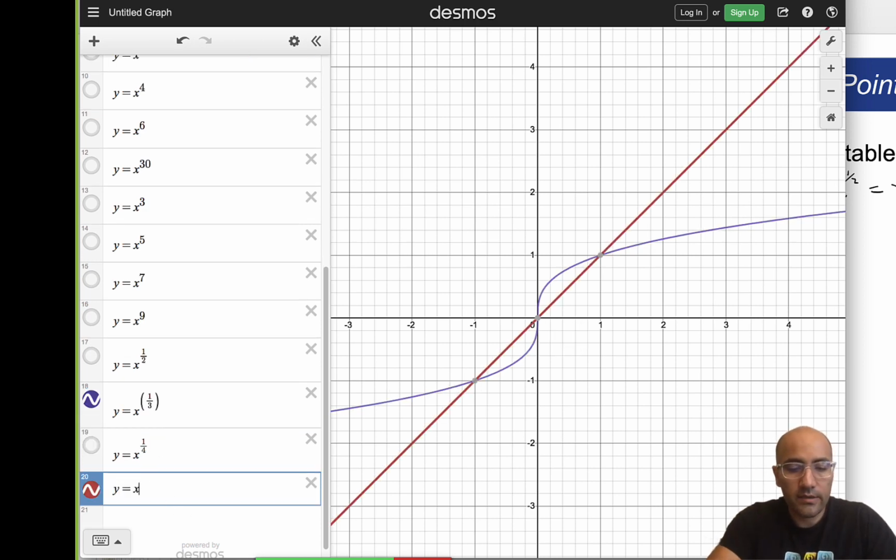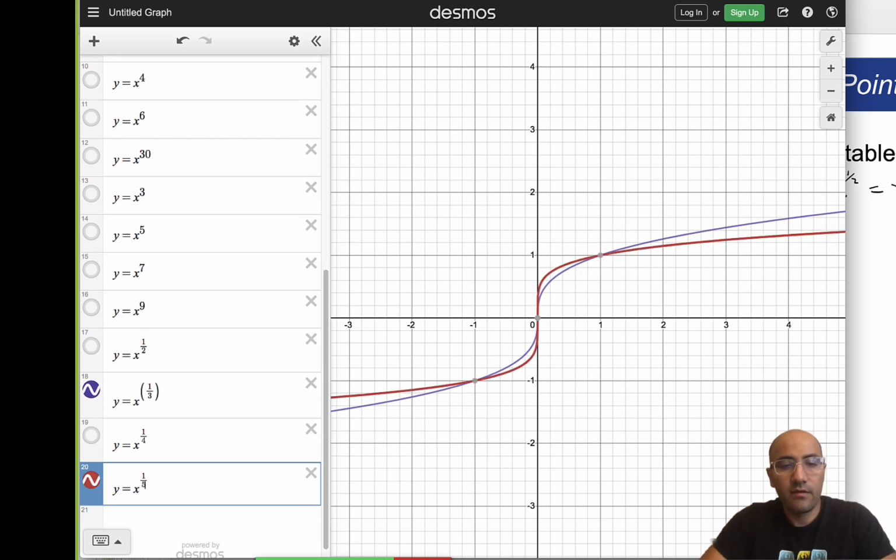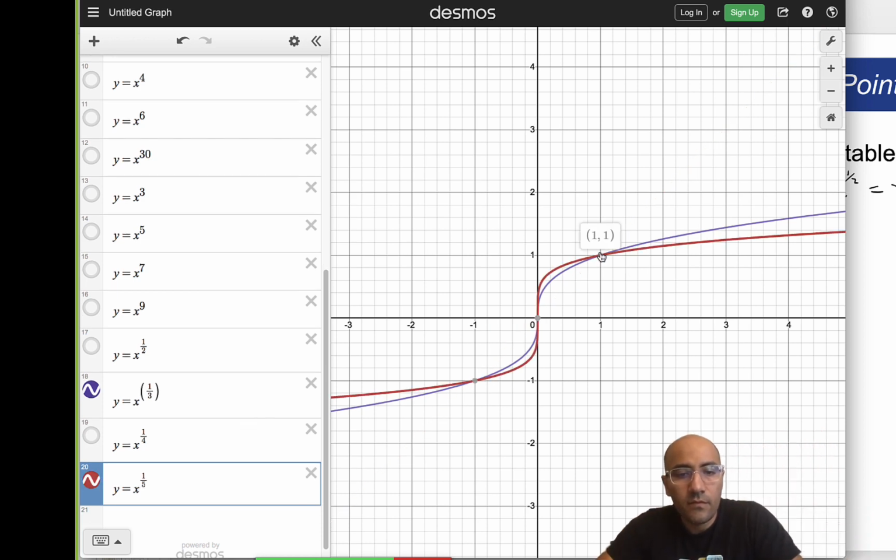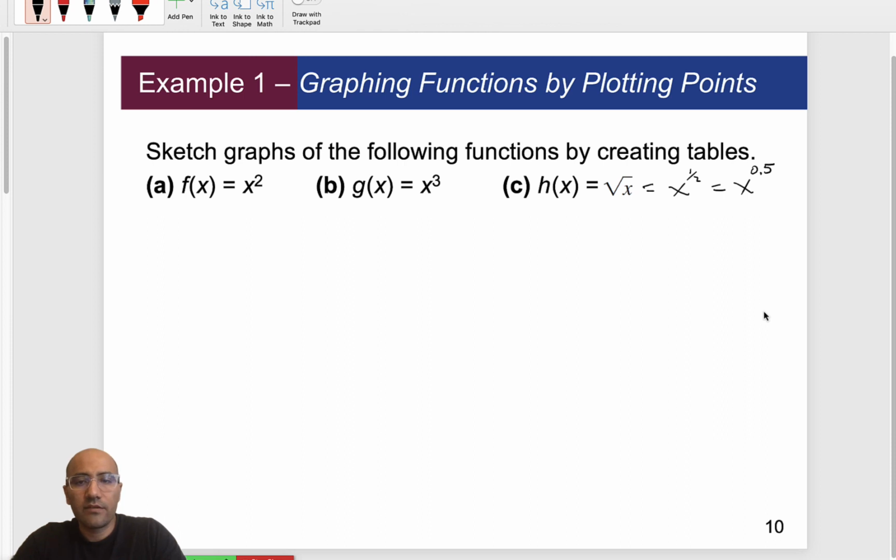Y equals x to the power of 1 divided by 5. We get that. Graph these functions by creating tables. Okay, so tables. If you didn't have these patterns memorized, if you've never seen them before, how would we know that this was a parabola and this was the graph of x cubed? Well, we start off by creating tables, creating ordered pairs, and from those ordered pairs, we'd establish the patterns, right?